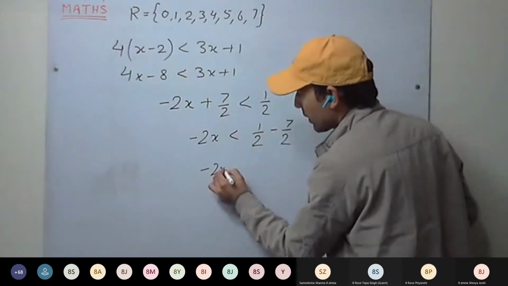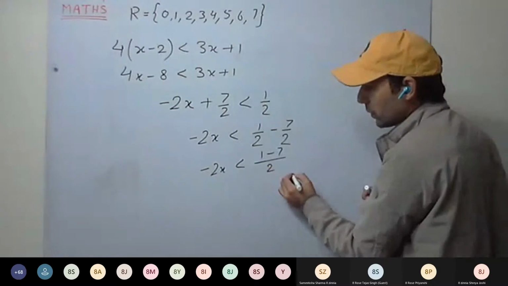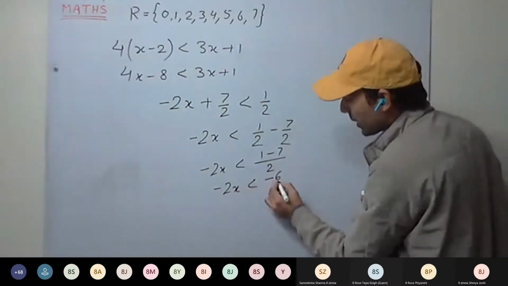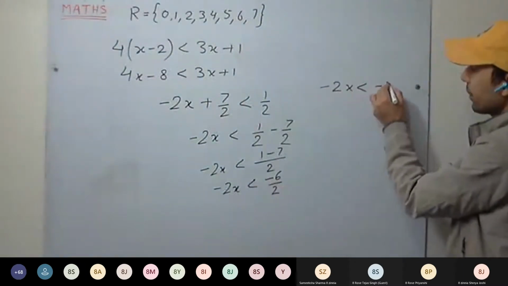Okay. Take the LCM: 1 minus 7 upon 2. So minus 2x less than minus 6 upon 2, or it will be minus 2x less than minus 3.